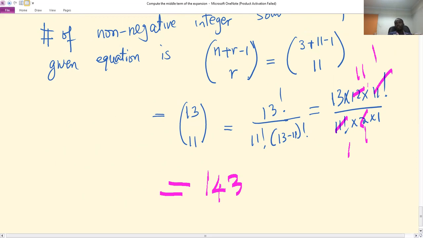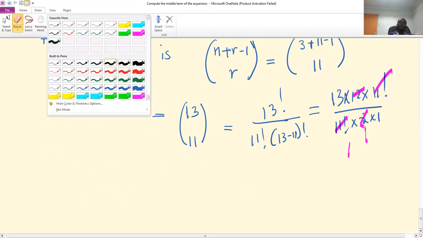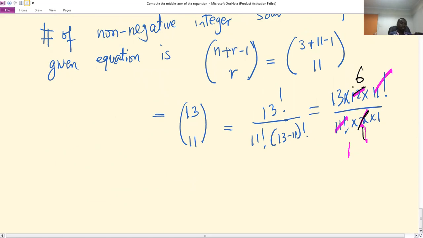So this is 6, not 11, sorry. So the number of times 2 divides 12 is 6. So we get 1 and 6. So 13 times 6 is 78. So 78 solutions. So that's what we get for that problem.